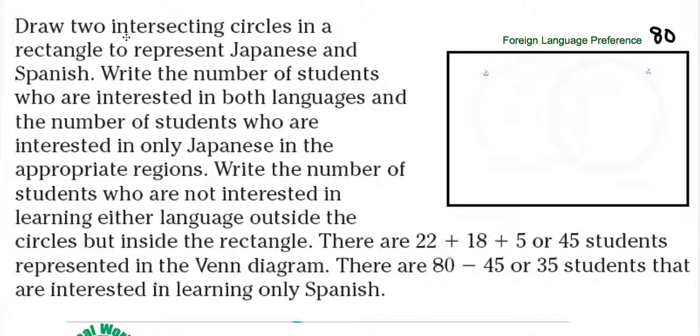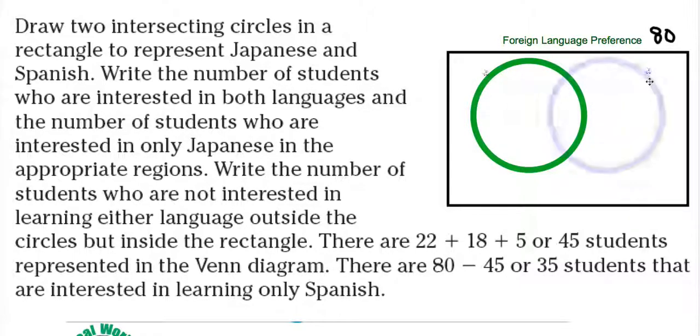Draw two intersecting circles in a rectangle to represent Japanese and Spanish. From our information, there are two groups, the one that represents Japanese and the one that represents Spanish. Those are my two intersecting circles, and one circle represents Japanese, the other circle represents Spanish.